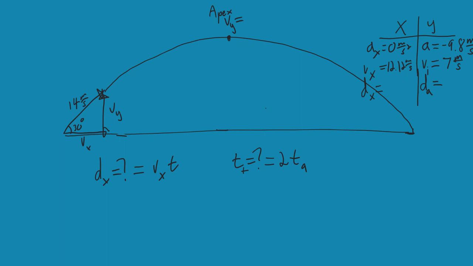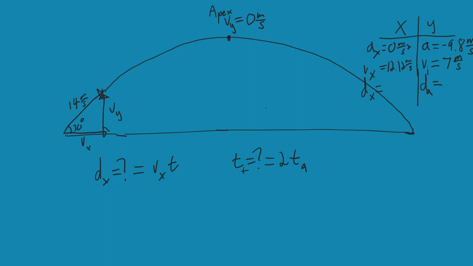So if I can find the time to the apex, then I should be able to find the total time here. Right? So what I can do is I should know that the velocity in the y's got to go up and then it's got to go down. And at some point it's going to switch spots and it's going to become 0 meters per second. And that velocity of 0 is always at the apex or the peak of its motion.